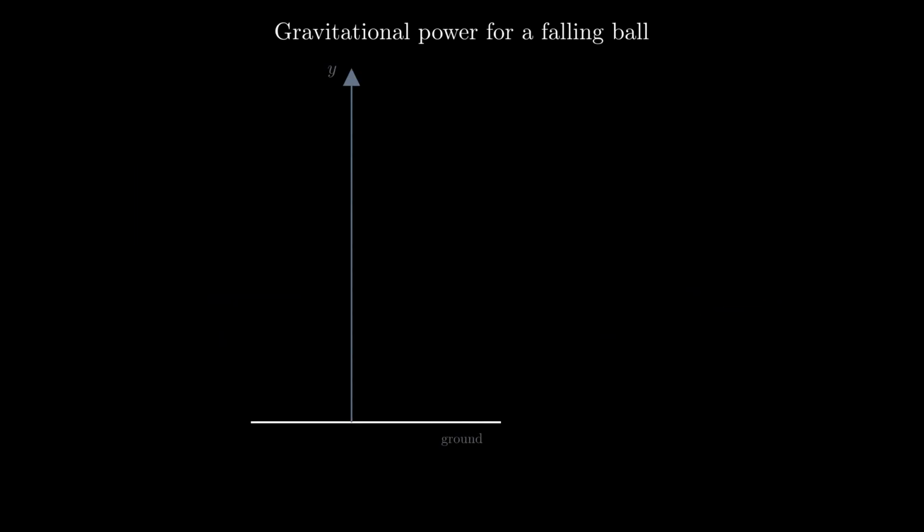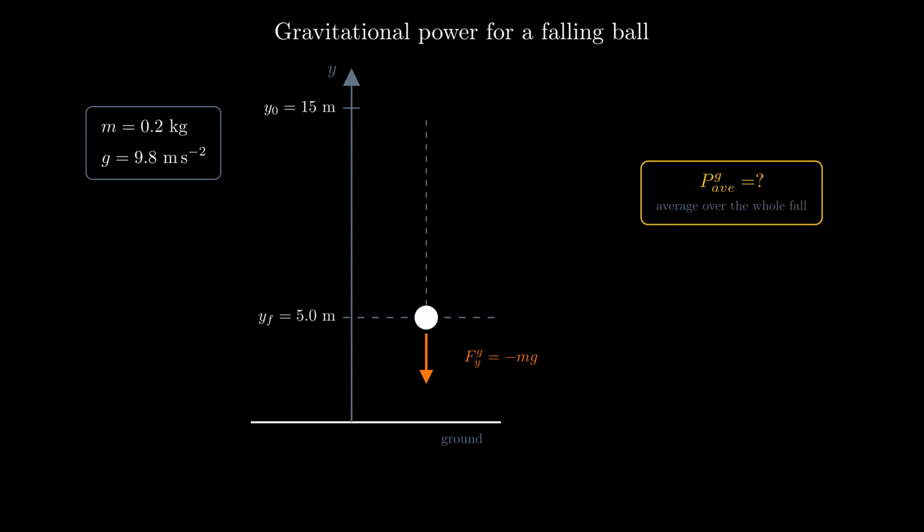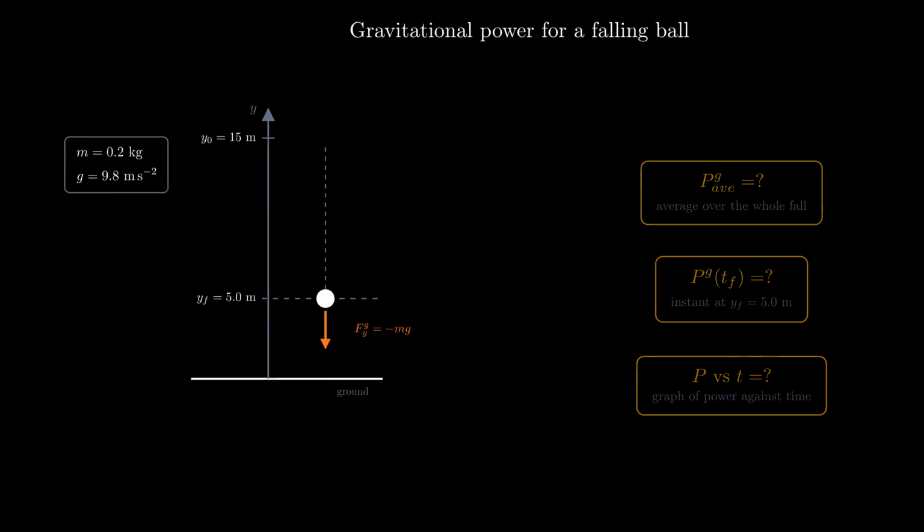First worked example, gravitational power for a falling ball. A ball of mass 0.2 kilograms is released from rest 15 meters above the ground and falls to a height of 5 meters. Ignoring air resistance, find the average power delivered by gravity over the fall, the instantaneous power at the moment the ball passes 5 meters, and sketch the graph of power versus time.